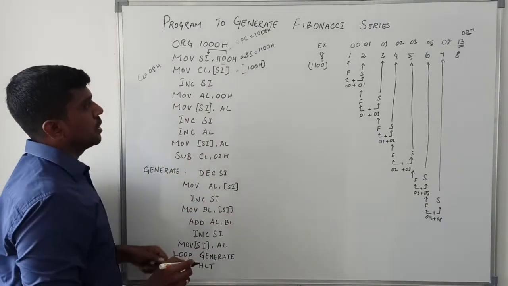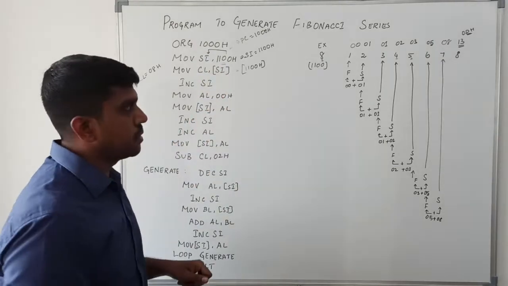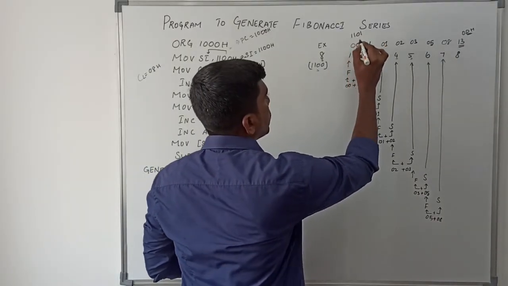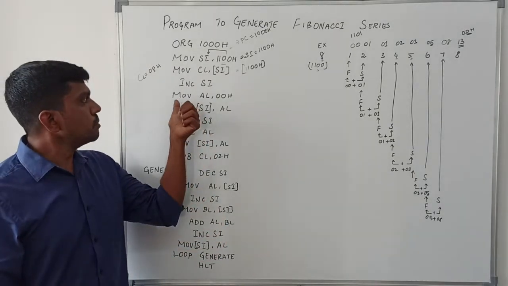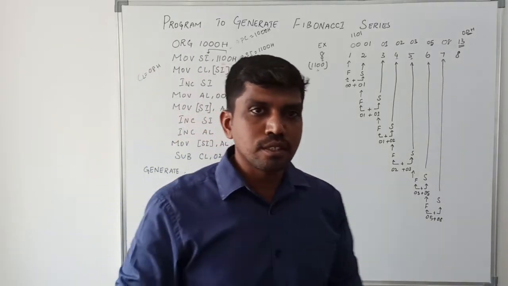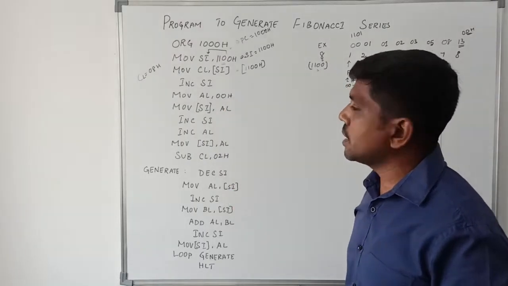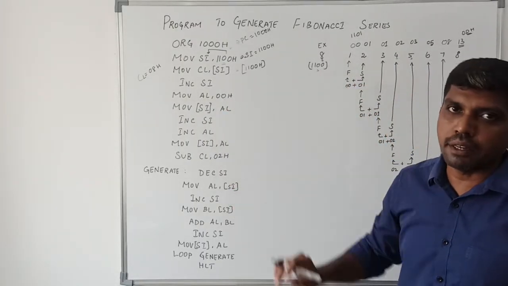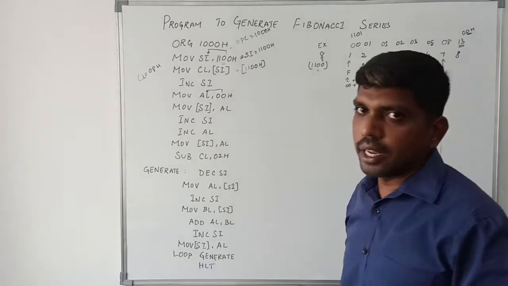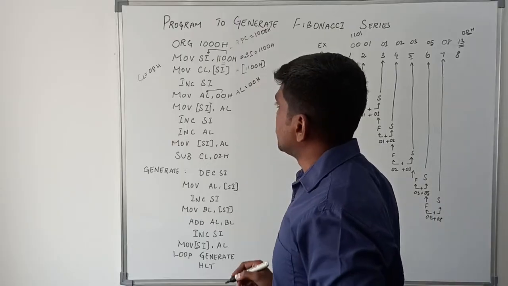Then INC SI. Now you increment the source index value, and you get the first data location. After incrementing, you get memory location 1101H. Then MOV AL, 00H. Here you are initializing the first series number, the first data. This 00H is 8-bit immediate data. After execution of this instruction, this 00H is transferred to the AL register. Now the AL register content is 00H.